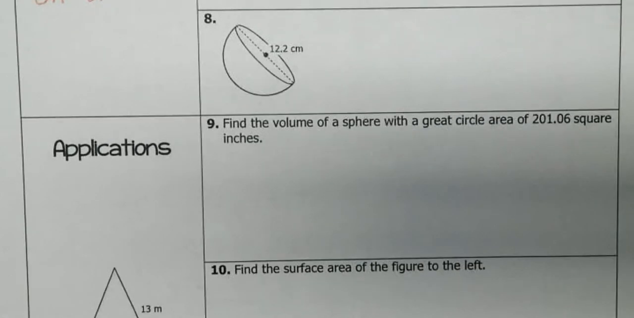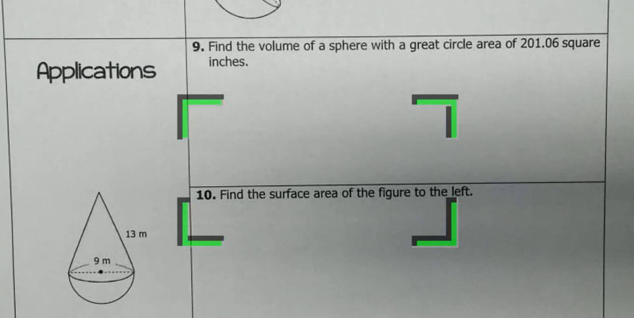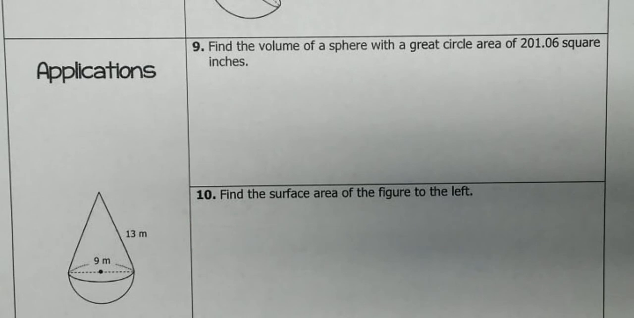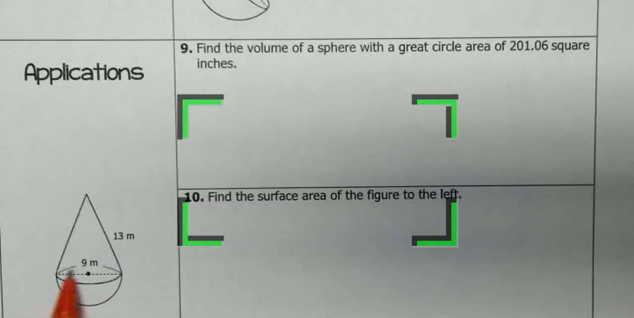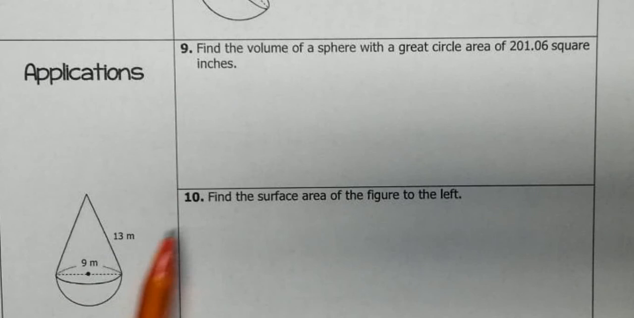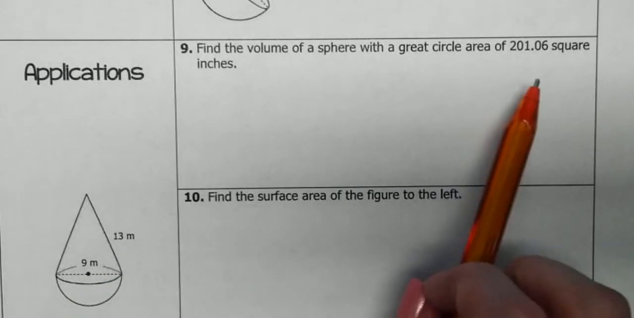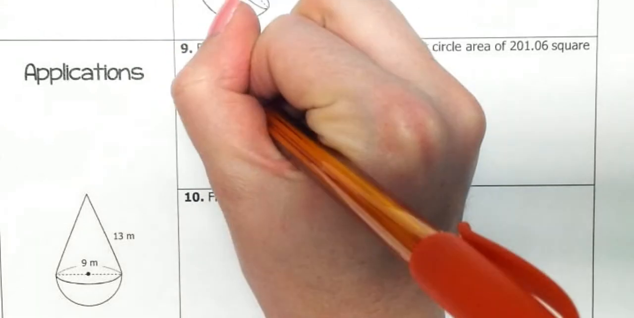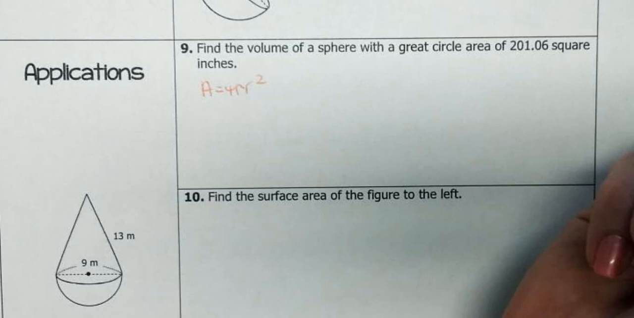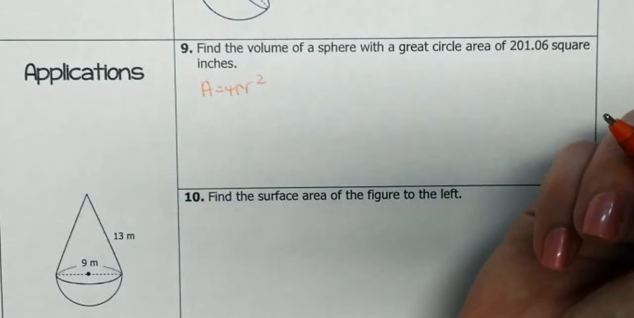We're going to skip down to number 9. It tells us to find the volume of a sphere with a great circle area of 201.06 square inches. So basically what it's telling me is that this circle right in here, I'm just using this picture. This picture doesn't actually go with that problem, but I'm just using the picture. It's telling me that this circle right in the middle has an area of 201.06. So I'm going to write down the area formula for a circle. It's going to be pi r squared, so that I can find the radius, and then I can find the volume of that sphere.